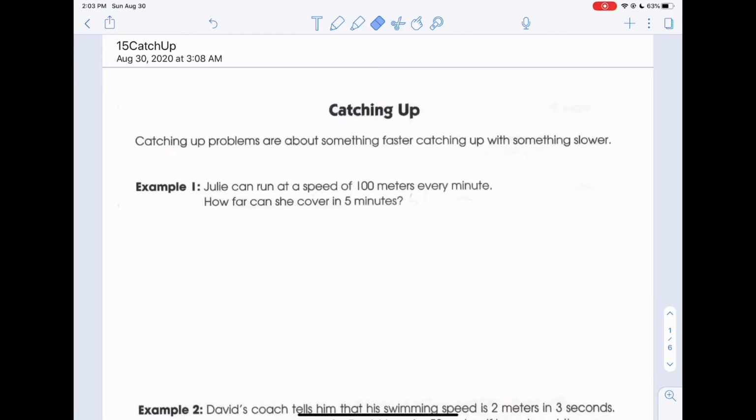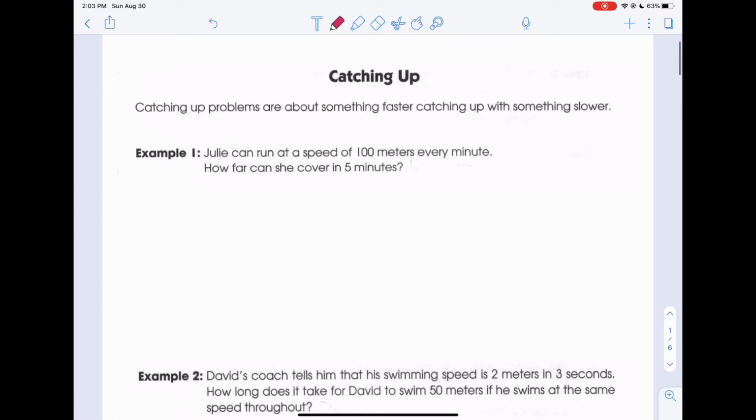Hey guys, so today we are going to be working on catching up problems. So for our first catching up problem that I'm going to go through with you, it tells us that Julie can run at a speed of 100 meters every minute. And it asks us, how far can she cover in 5 minutes then?